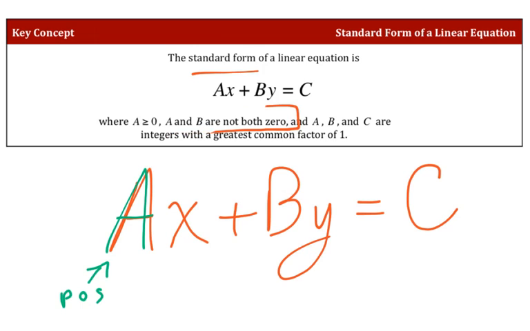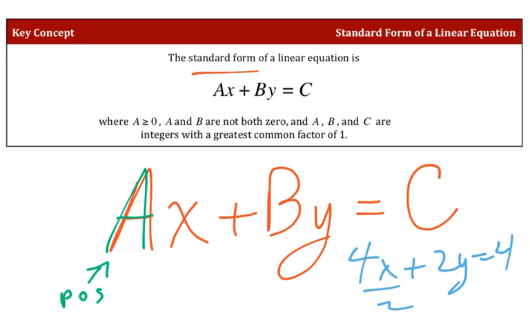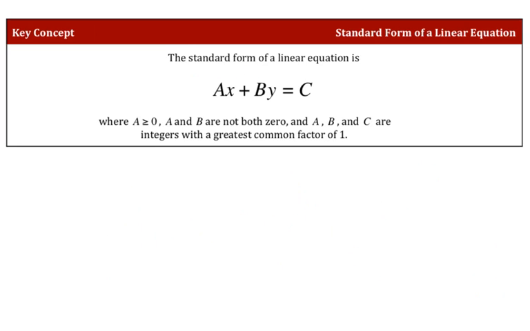And then the other deal is that a, b, and c have to all be integers, meaning you would not have 5 halves x minus 3 halves y equals 1. That's no good. And not only that, their greatest common factor has to be 1. So that means if I have like 4x plus 2y equals 4, well, this could be simplified where they all would get divided by 2. So it just really means that last thing, you have to have it simplified. And trust me, once we get into the problems, this will be way, way, way more clear.